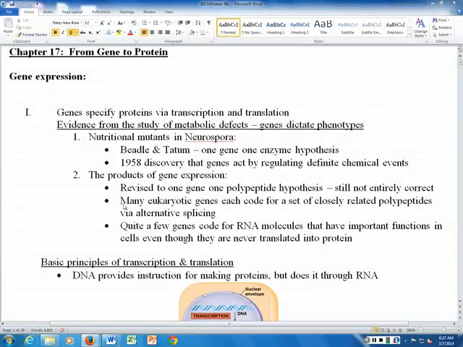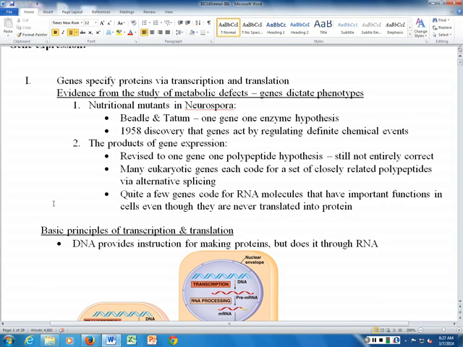Okay, so for chapter 17, we start to look at how we go from the genes to the proteins. The genes are going to tell your cell what proteins to make, and it does it through transcription and translation. Beadle and Tatum were some people that studied this process early on. Remember, in 1953 Watson and Crick came up with the structure of DNA. In 1958 they had this hypothesis that genes act by regulating definite chemical events, and it wasn't quite right.